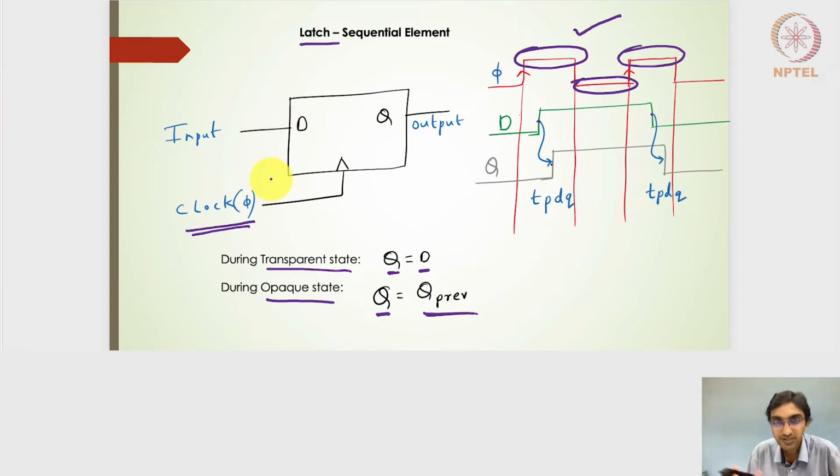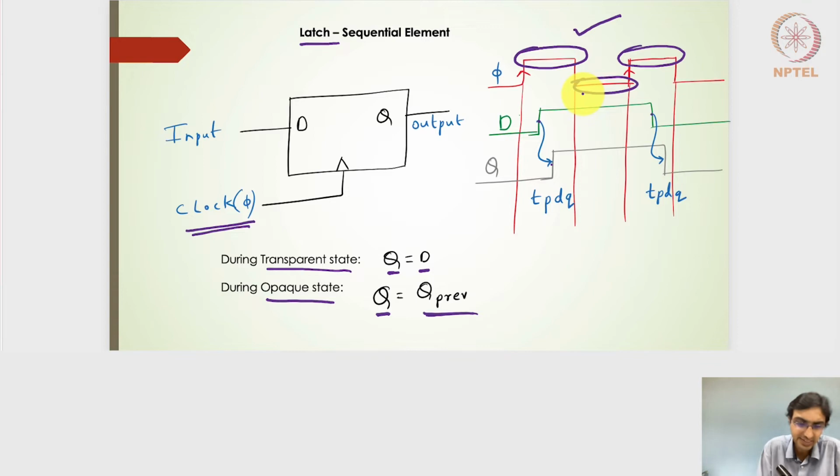So most importantly, to summarize the latch design, what we really need to design for achieving the latch as a sequential element is that there should be two modes, the transparent mode and the opaque mode. In transparent mode, the output should follow the input, of course with some delay. And during the opaque state, whenever the clock is at a low level, the output should not follow the input, and the output should retain the previous state.